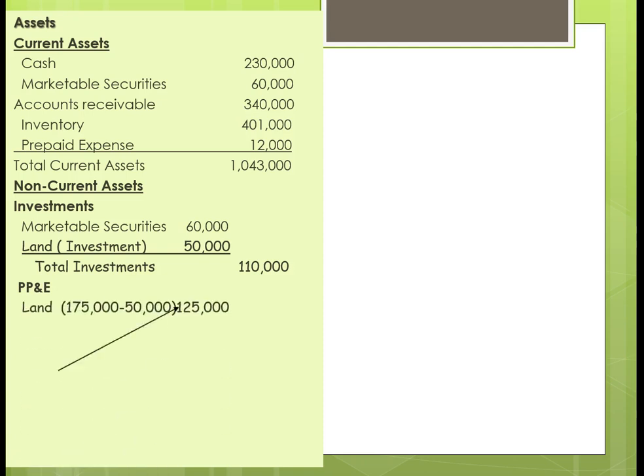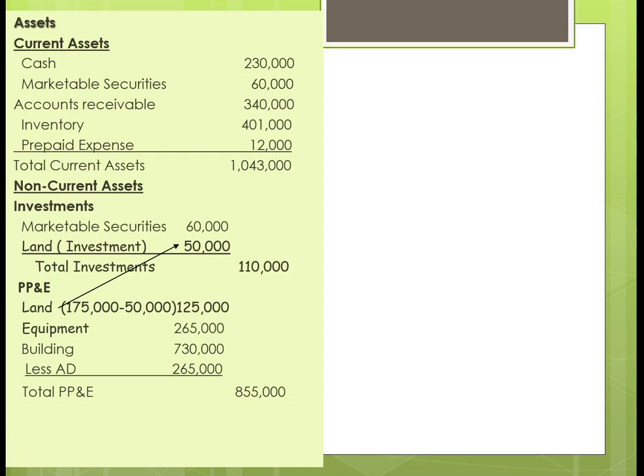So we would show the land. Again, we're showing 50,000 of that land as an investment. And our equipment less accumulated depreciation, and that would give us our total PP&E. Now we're going to look at intangible assets.